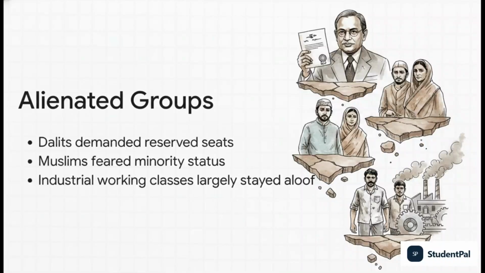Pune Pact of 1932. On top of that, after the decline of the non-cooperation Khilafat movement, a very large section of Muslims felt alienated from the Congress. They feared their culture and identity would be completely submerged as a minority. And finally, the industrial working classes largely stayed aloof from the protests, except in a few places like Nagpur, mostly because the Congress was seen as being too close to the wealthy industrial business owners. So there was this lingering atmosphere of suspicion and distrust between different communities that definitely limited a completely unified struggle.